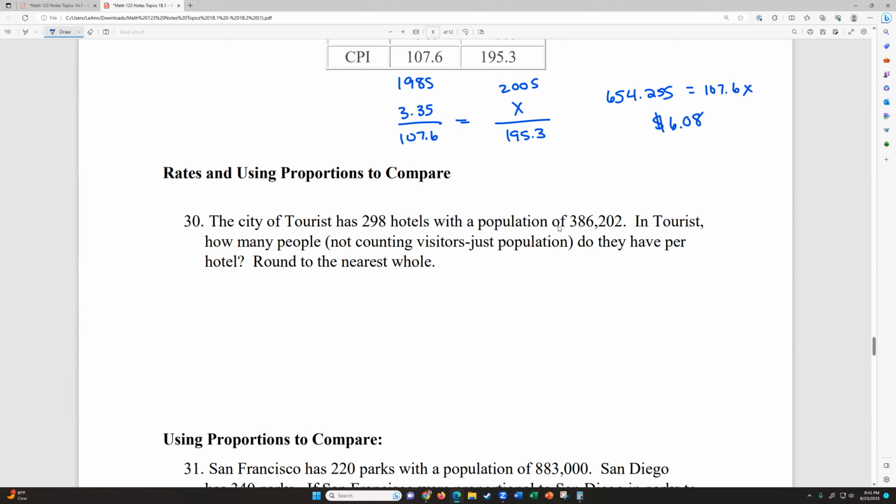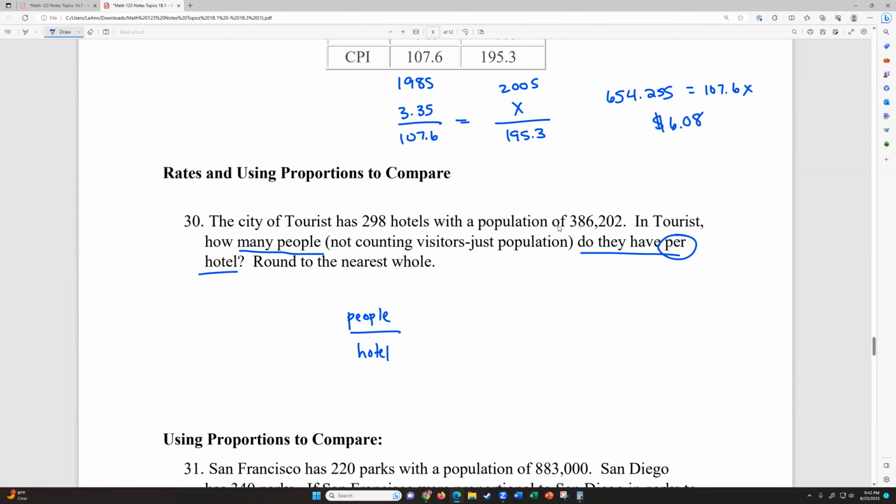Essentially, we're going to think of a unit rate. It says the city of Tourist has 298 hotels with a population of 386,202. In Tourist, how many people, not counting visitors, so just this population, do they have per hotel? So people per hotel. Since you just have those two values, you could just say people divided by the number of hotels and round it to the nearest whole.